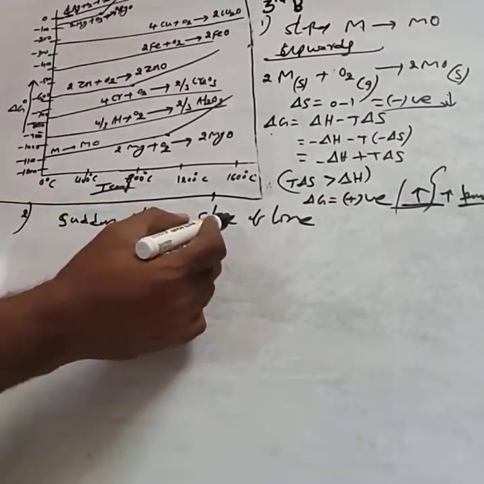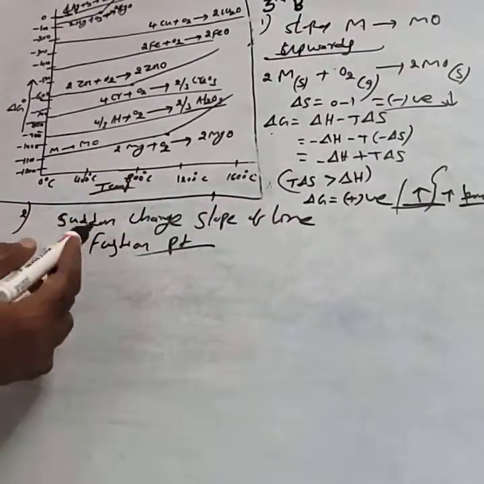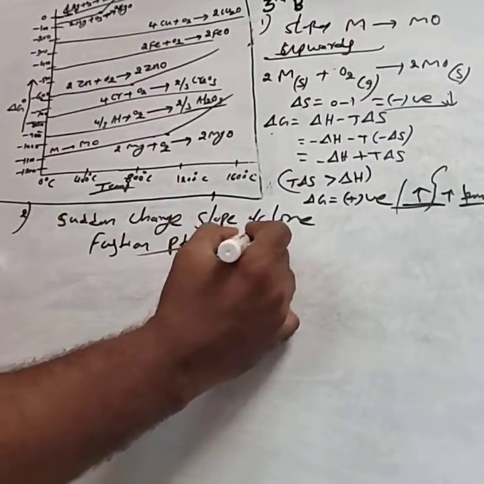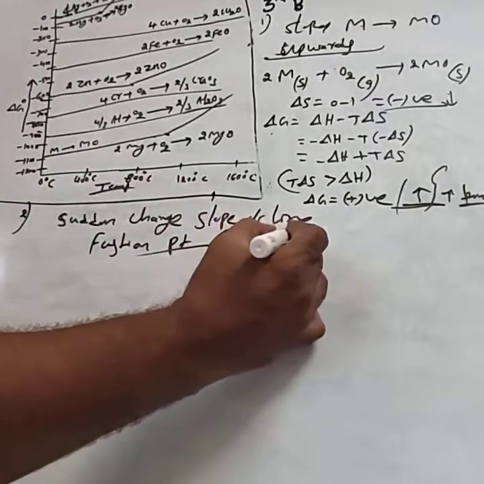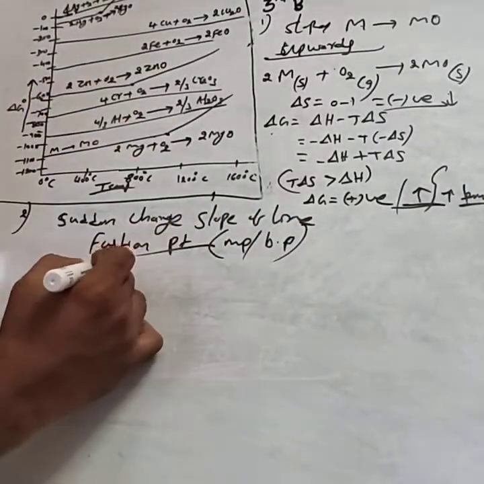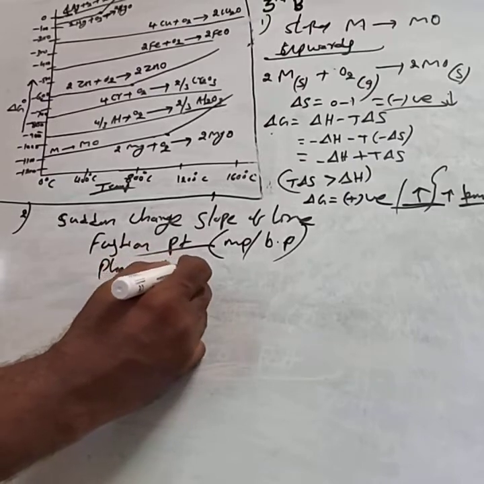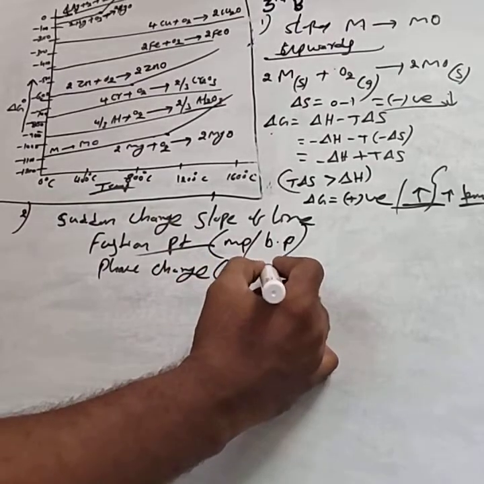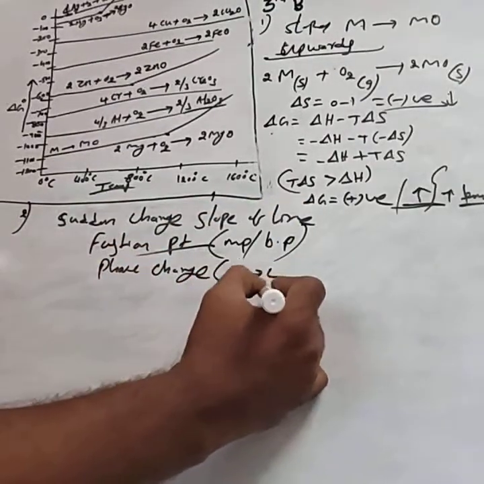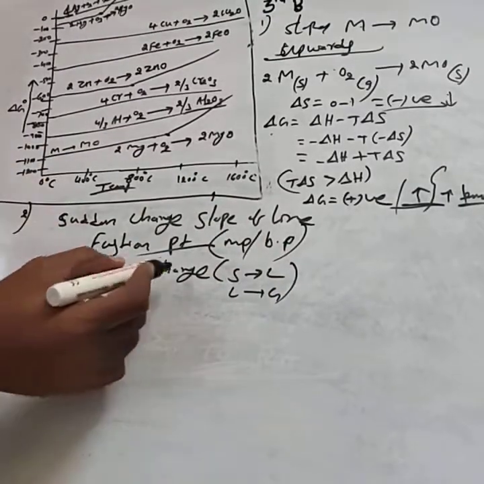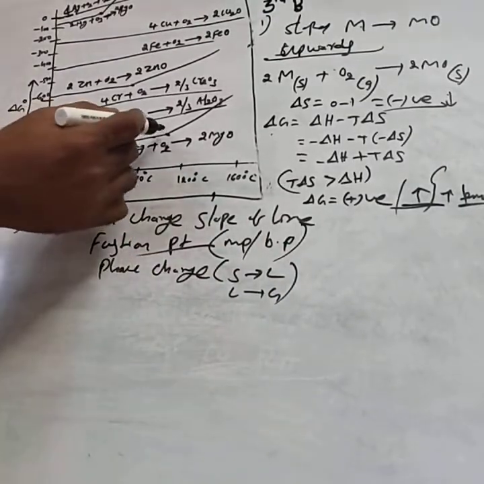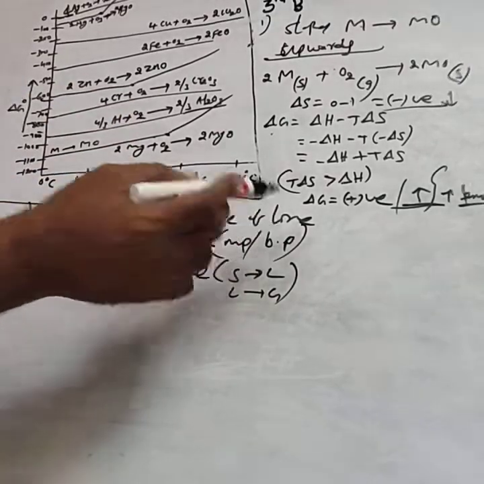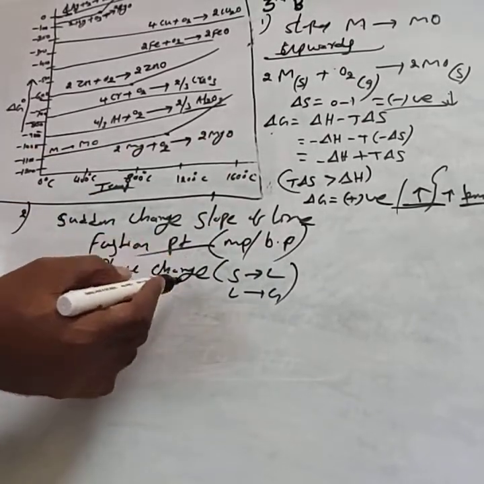There is a sudden change in the slope of the line at a particular point called a fusion point. That fusion point indicates the melting point or boiling point, where a phase change takes place. Phase change means that a solid form may be converted into liquid, or a liquid form may be converted into gas. This is called a phase change.